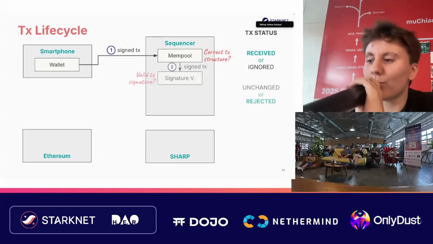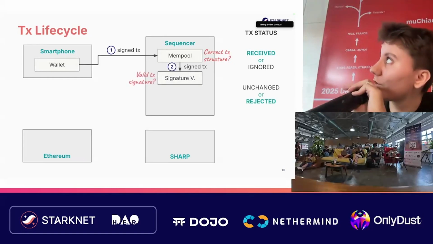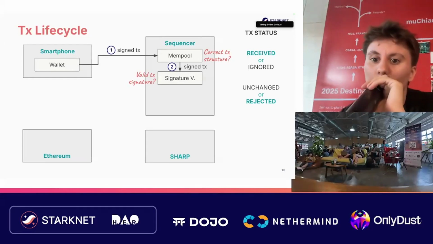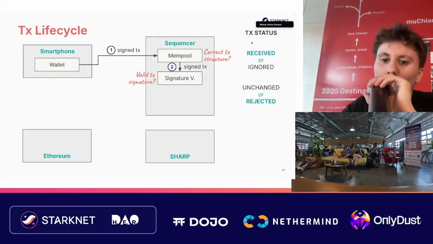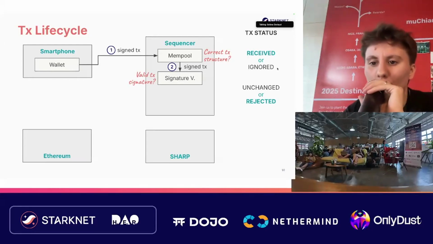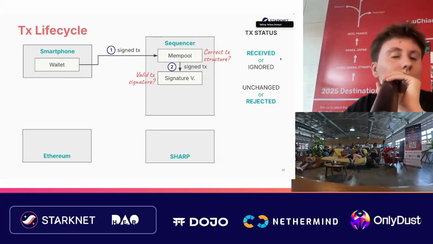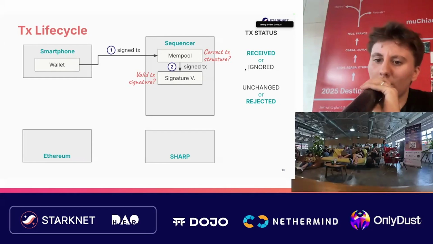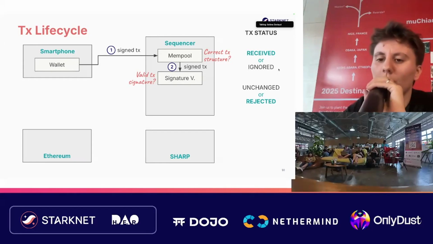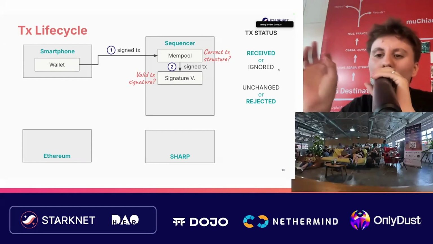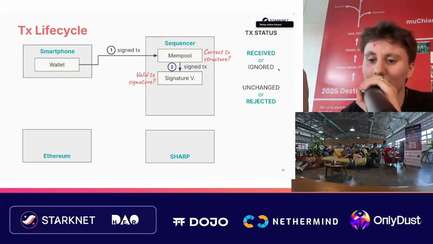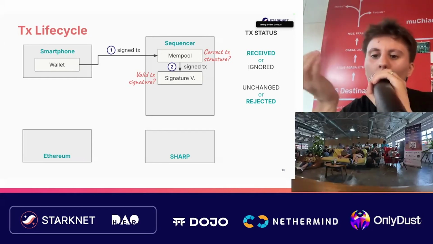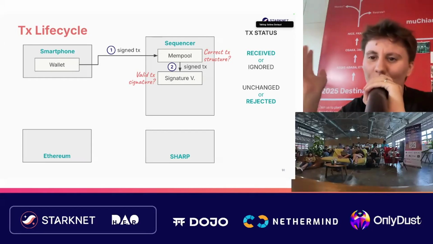The sequencer will check if the transaction has a correct structure. Based on these results, you're going to have a status: usually it's just received, and then the sequencer puts it in. In the end it's either received or it just disappears.